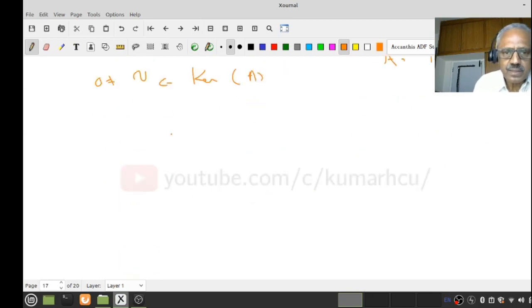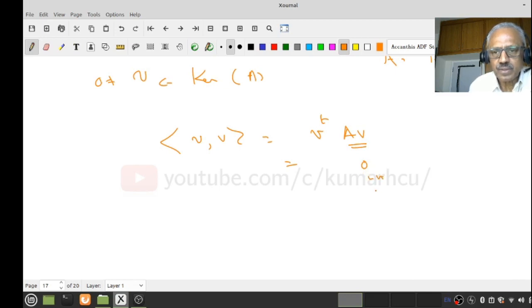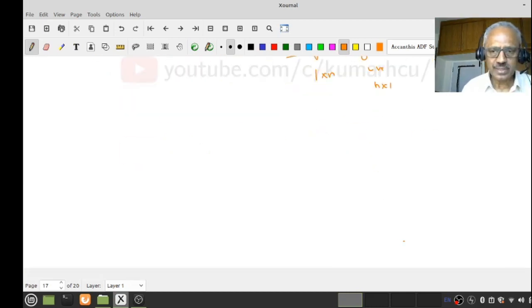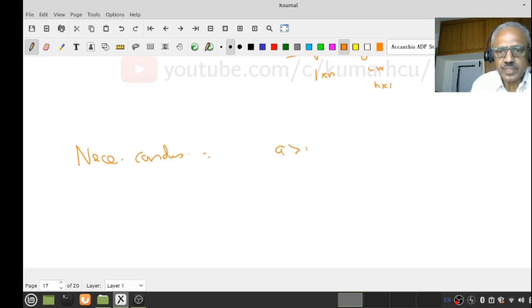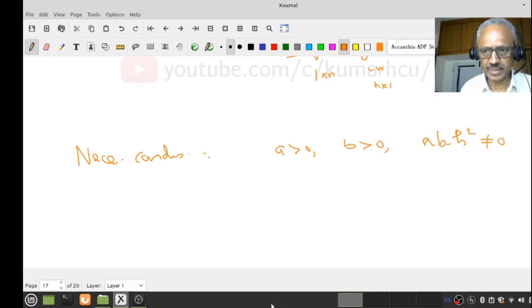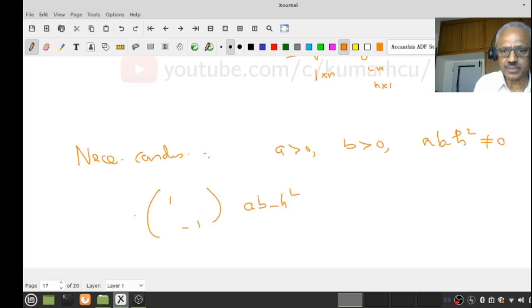Right? Then what happens? What is the inner product of v with v? Remember, that is by definition v transpose A v. But A v is already 0. This is a 0 vector, right? A 0 vector of what kind? n cross 1. And this is v transpose, this is 1 cross n. Therefore, this is 0. So, yeah. So the necessary conditions are: a is positive, b is positive, and ab minus h squared is not 0. Right? But again, if you look at the case (1, minus 1), what is ab minus h squared for this? That is minus 1. And we know this is not positive definite.